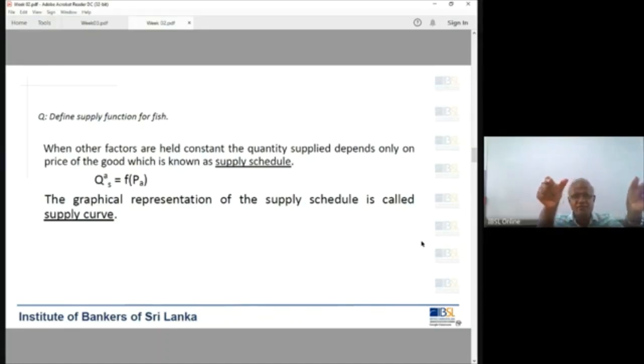You can write down the numbers. When price is 10, what is the quantity? Price is 5, what is the quantity? Price is 15, what is the quantity supplied? Price is 20, what is the quantity supplied? What will happen when price increases? Paddy farmers want to increase their supply. There's a positive relationship.